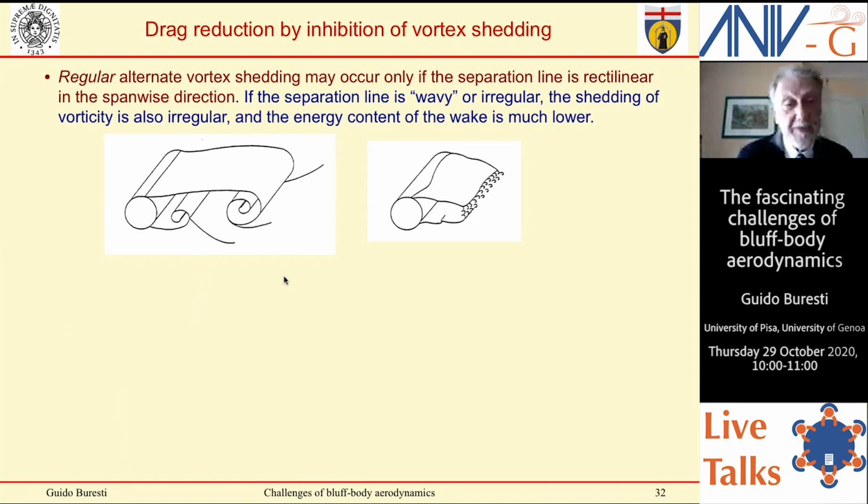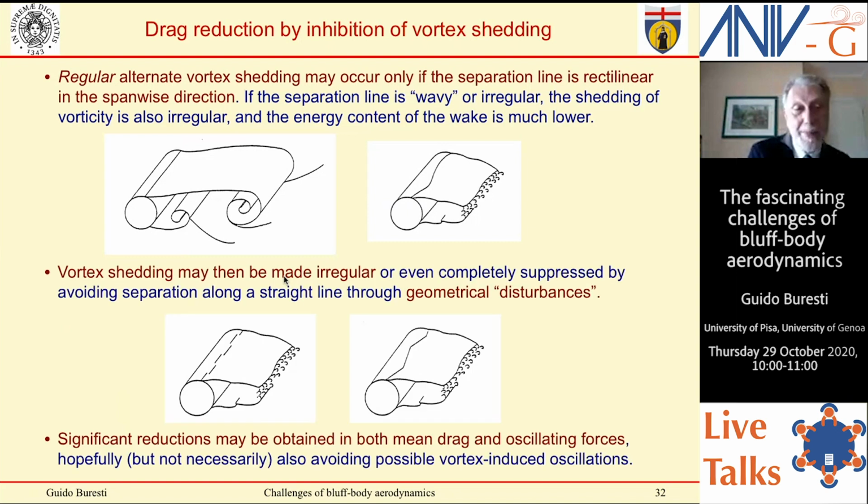And now, if this is the case, you may make the vortex shedding irregular by introducing geometrical disturbances. In this way, you may get a significant reduction, even say a 40% reduction of the mean drag coefficient and of the oscillating forces. And thus you may hope, hopefully, but not necessarily, to avoid possible vortex-induced oscillations.